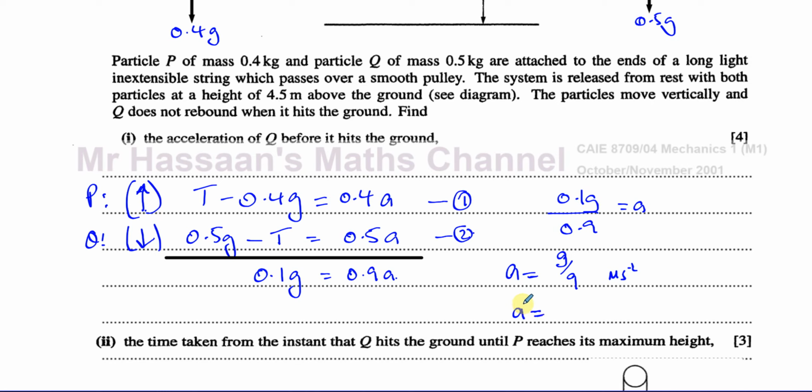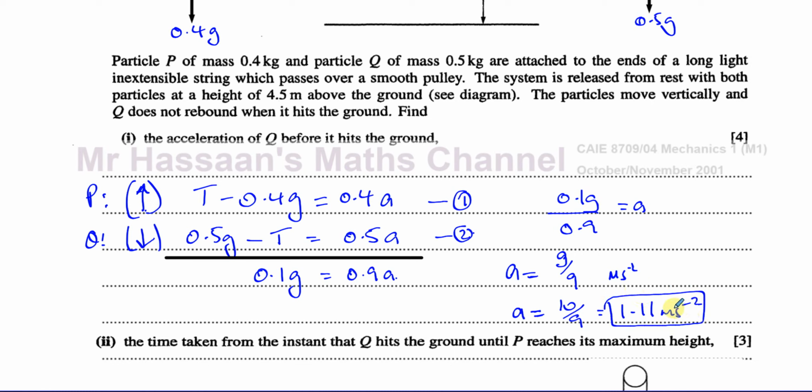Now, this is where Edexcel and Cambridge will be different. In Cambridge, you would use g as 10. So you end up with 10 over 9, which gives you 1 and 1/9, which is 1.11 recurring. So we can just write 1.11 to 3SF meters per second squared. And there's your answer. The answer for this question, according to this board, is 1.11.